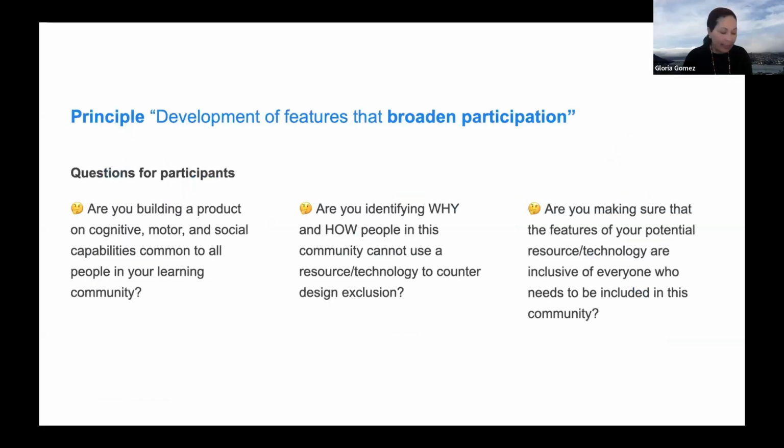So in this set, the questions could be for inspiration or reflection. Are you building a product on cognitive, motor, and social capabilities common to all people in your learning community? Are you identifying why and how people in this community cannot use a resource or technology to encounter design exclusion? Are you making sure that the features of your potential resource or technology are inclusive of everyone who needs to be included in this community?